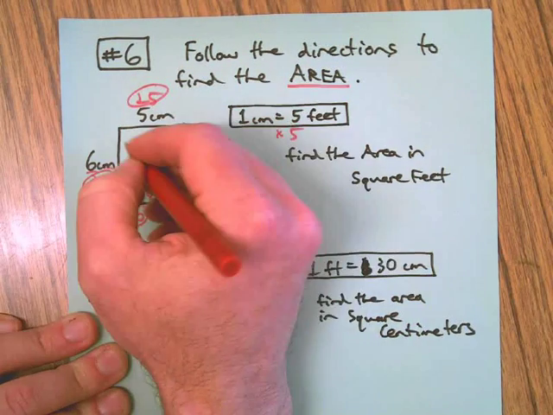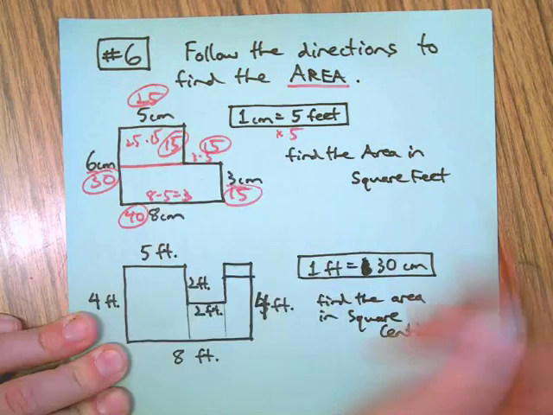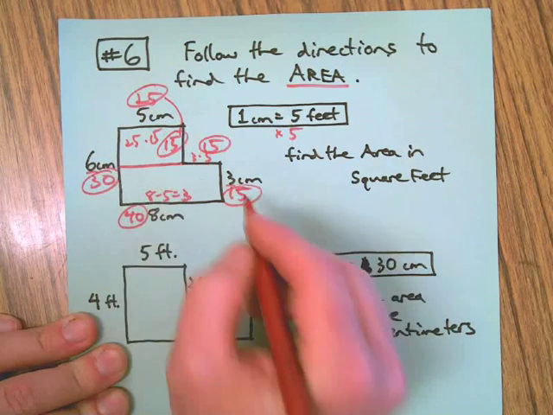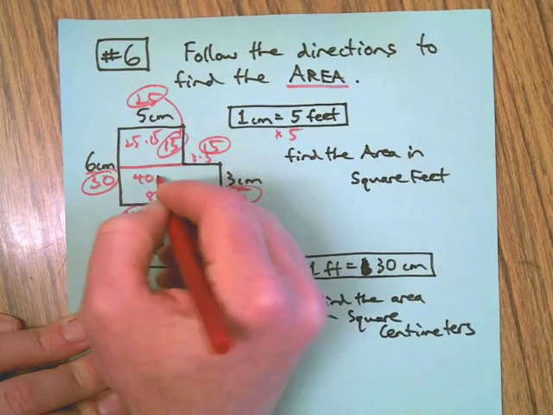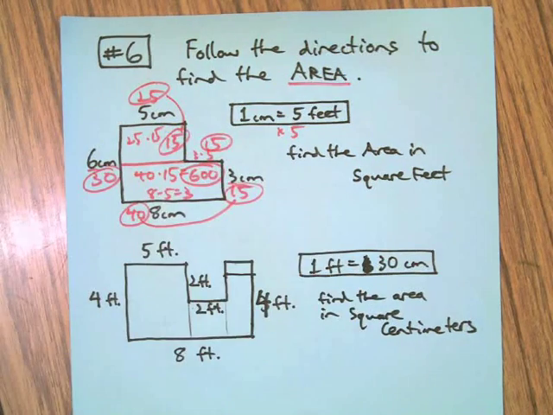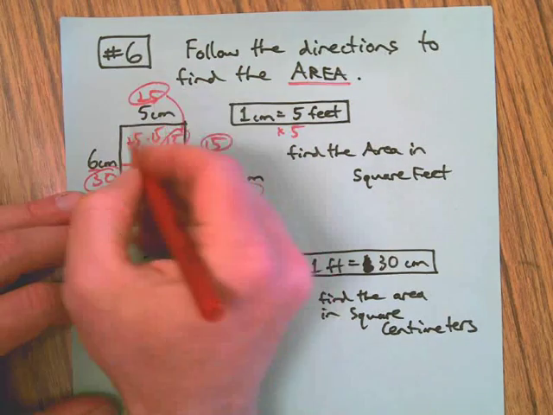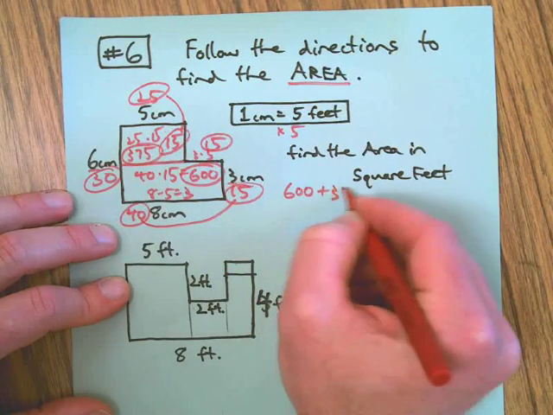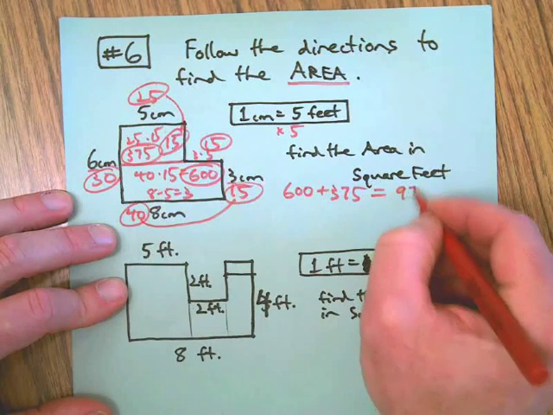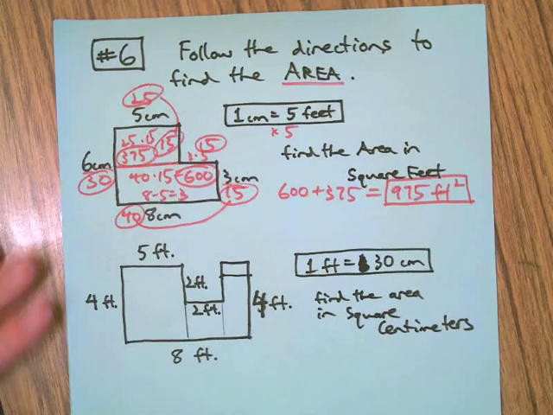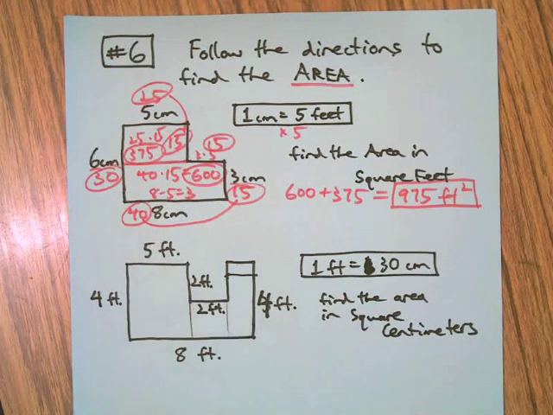Okay, so this one's going to be 25 times 15. And this one is going to be 15 times 40. That equals 600. 25 times 15, I'm going to use a calculator. 375. Add them up. Add the two sub-problems, and I get 975 feet squared. If I made a mistake, send me a message and explain what I did wrong.